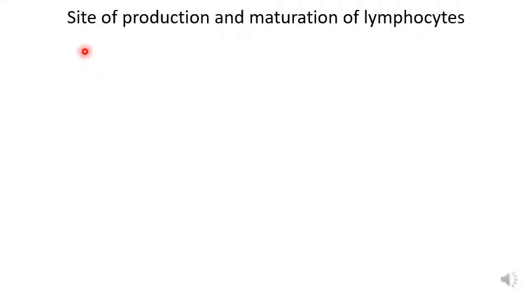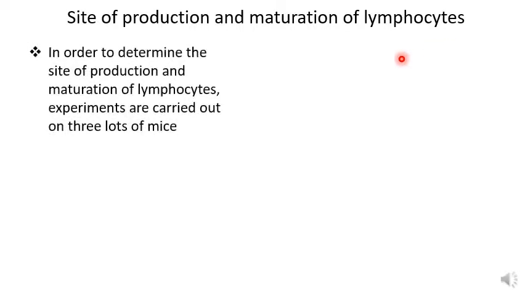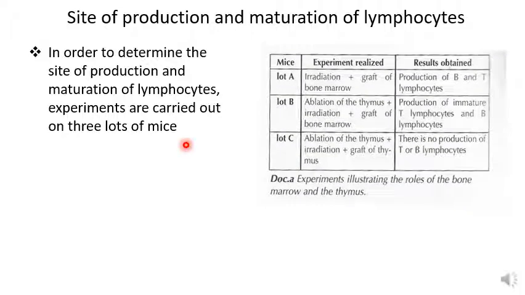So, site of production and maturation of lymphocytes. In order to determine the site where white blood cells are produced and where they mature, and mainly the lymphocytes, experiments are carried out on 3 lots of mice, and these experiments are represented in document A. Look at these experiments. We have 3 lots, A, B, and C, of mice. Experiments are realized on every lot in a different way.